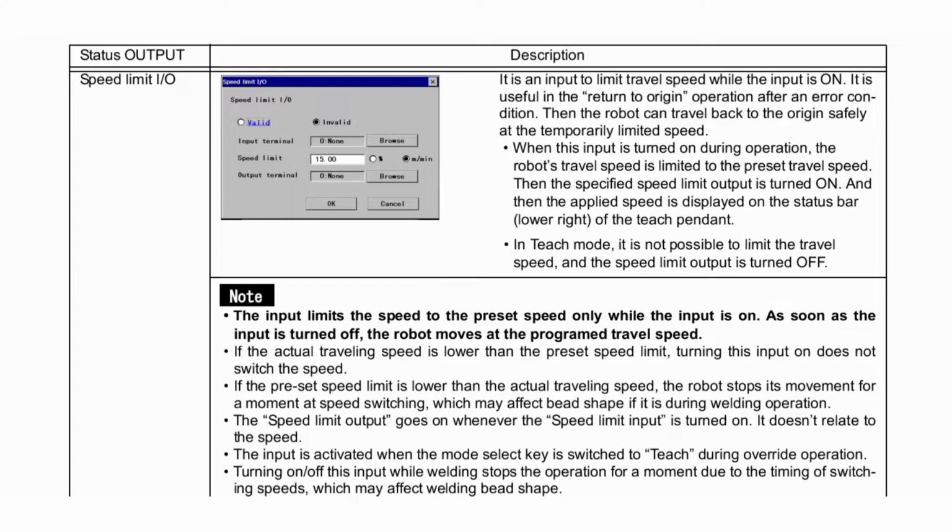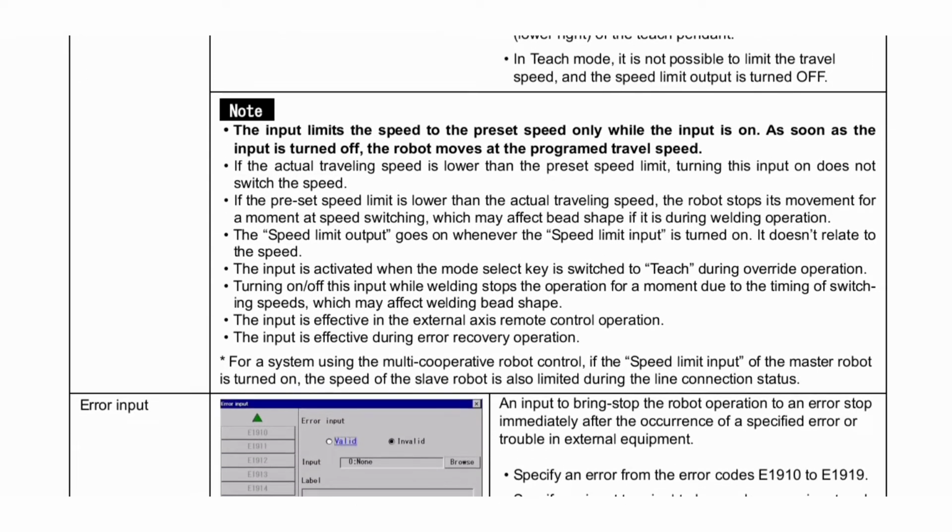When this input is turned on during operation, the robot's travel speed is limited to the preset travel speed. Then the specified speed limit output is turned on, and the applied speed is displayed on the status bar at the lower right of the teach pendant. In teach mode, it is not possible to limit the travel speed and the speed limit output is turned off. Note: the input limits the speed to the preset speed only while the input is on.